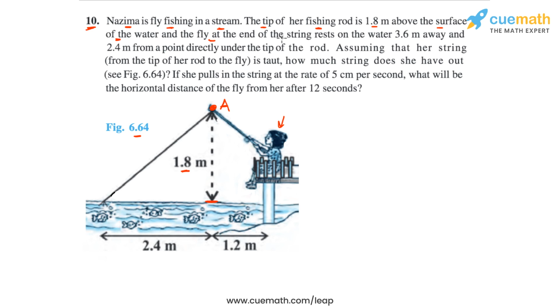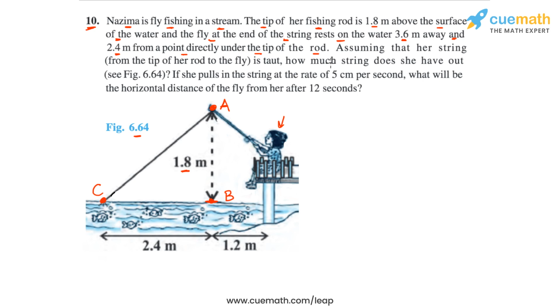And the fly at the end of the string rests on the water 3.6 meters away and 2.4 meters from a point directly under the tip of the rod. So this point here, which is directly under the tip of the rod, let's call it point B. And now this point here is where the fly is, the fly at the end of the string. Let's call it point C.